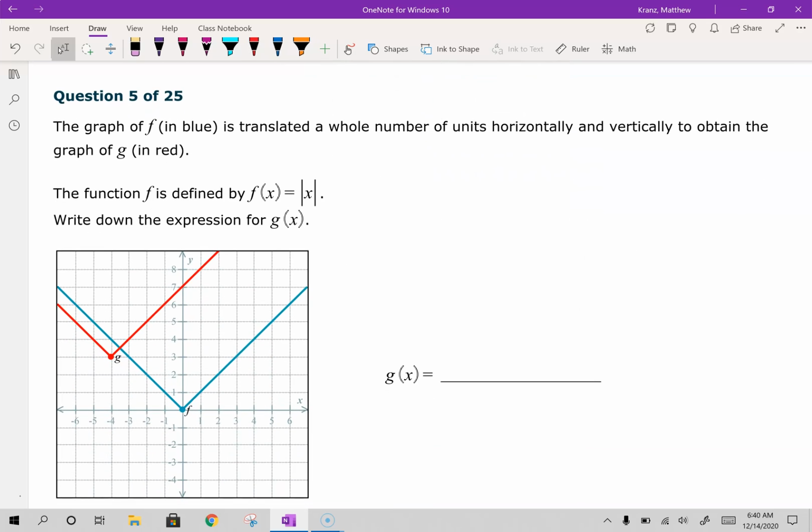Question 5, the graph in blue is translated a whole number of units horizontally and vertically to obtain the graph in red. So blue goes to red. So what happened here? Well, if you think about it, we went 1, 2, 3, 4 left, and 3 up. Remember, add to x, go left. So what this means is that we just have an x plus 4, and then we went up 3, so it's plus 3. And that's what happens.